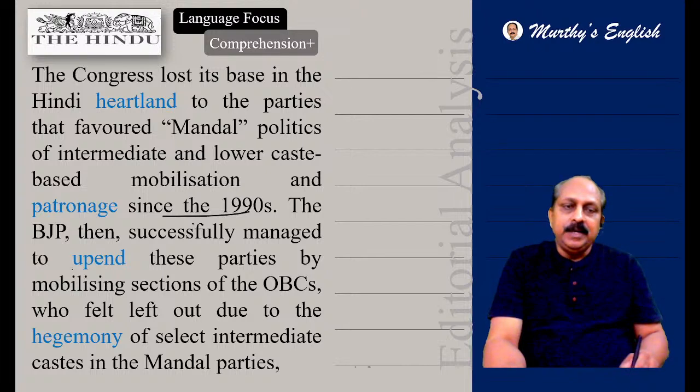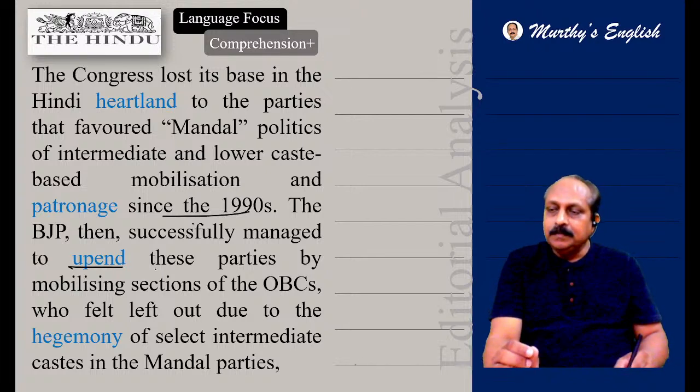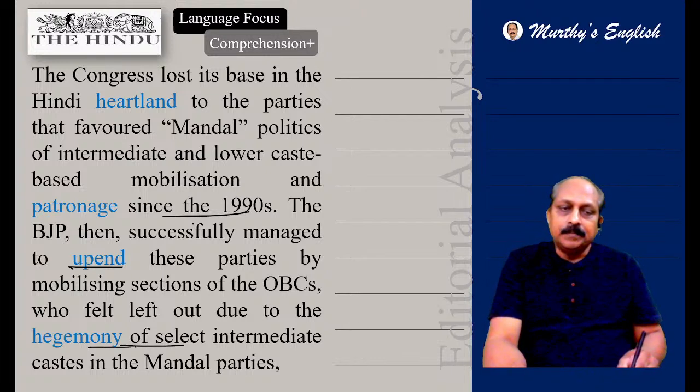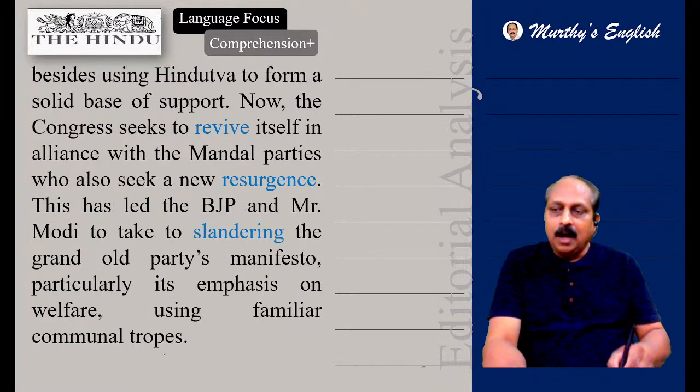Upend means there are two meanings. One is to remove something from its position. To topple, you can say. These parties, by mobilizing sections of the OBCs who felt left out due to the hegemony of select intermediate castes in the Mandal parties. Hegemony means a domination of certain parties or caste groups. Besides using Hindutva to form a solid base of support.